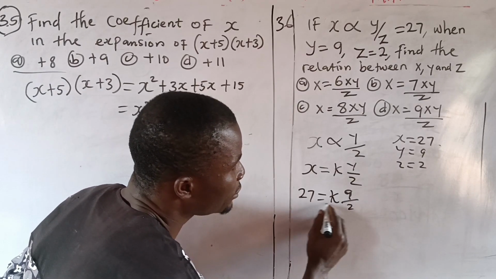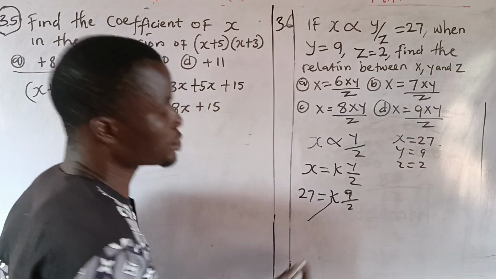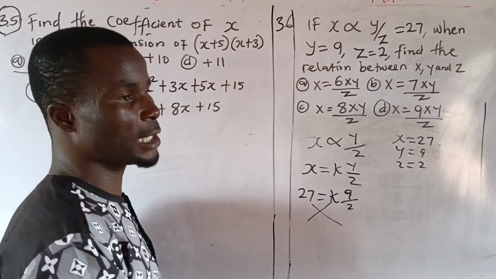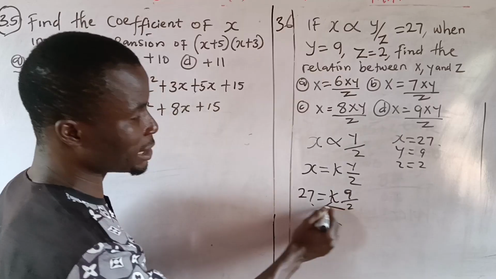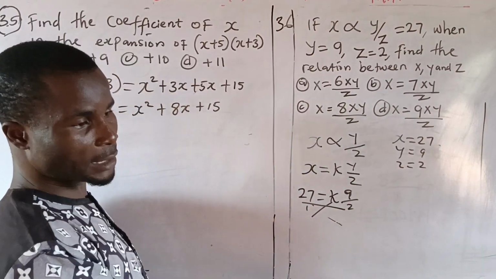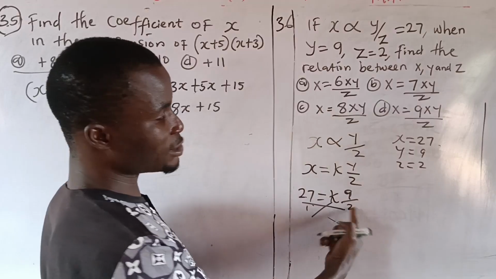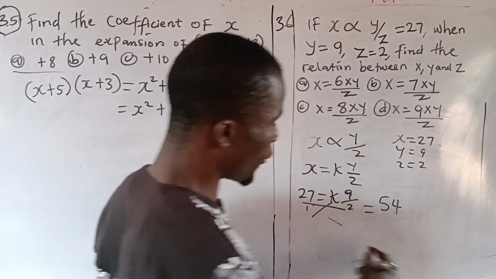Cross multiply. So we are cross multiplying. This is coming like this, this is coming like this. Are we seeing it? So this one can have 1 over 1. So 27 times 2 will give us 54.